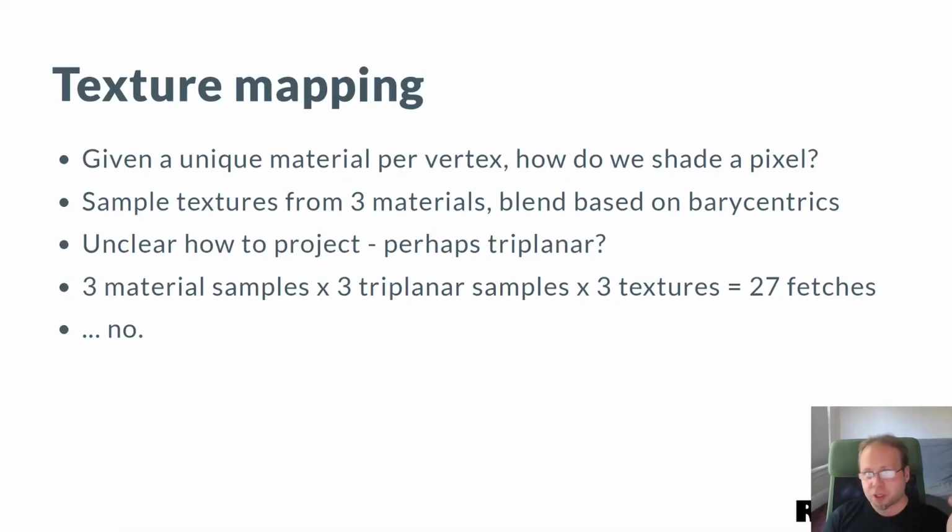Now, okay, we have the vertex position, and for every vertex we have the material index, but what do we do with this then? So here's the triangle, it has 3 vertices, each vertex has a material. How do you compute the color? Well, you have to sample textures from 3 materials and then interpolate based on barycentric coordinates somehow. But then what kind of projection do you use? What kind of texture mapping do you use? Because all of this has to be dynamic based on where the points are.